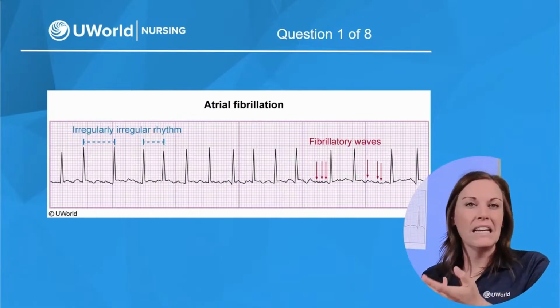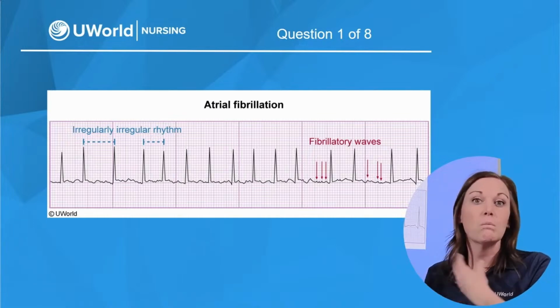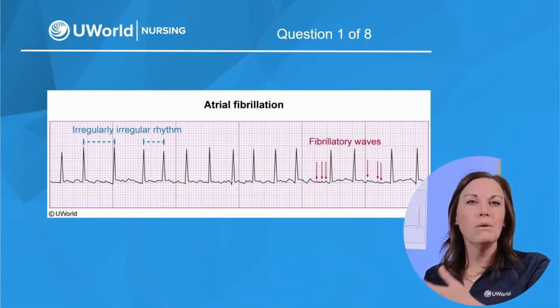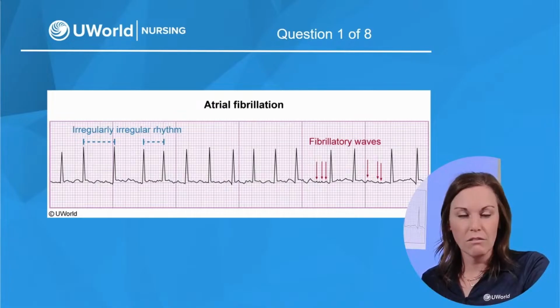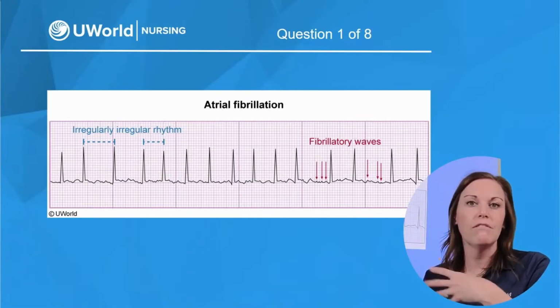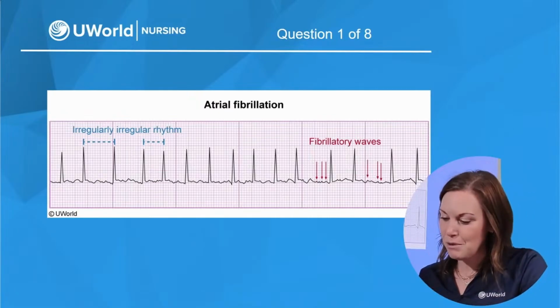But again, what we're seeing is an irregular rhythm. We're still seeing organized ventricular activity, which is those QRS complexes, but we don't have a measurable PR interval, and we have just a glitchy, vibrating, fibrillating atrium. So good job, you guys.